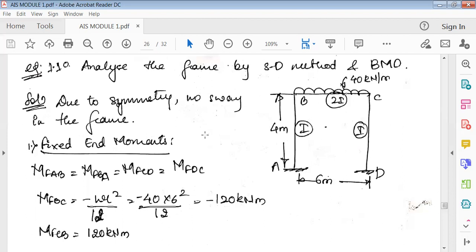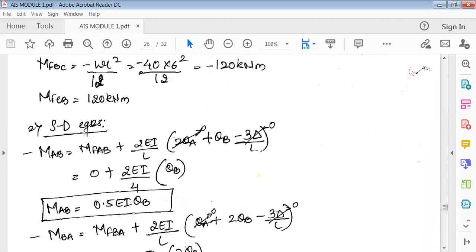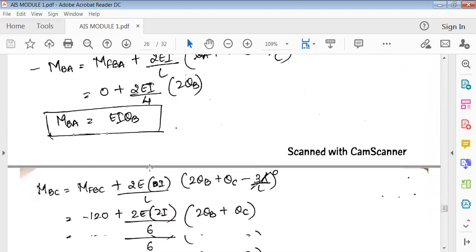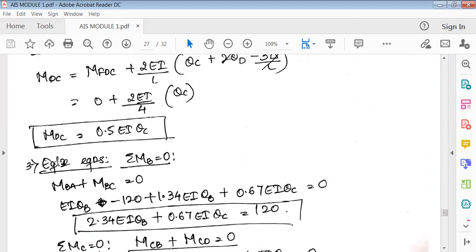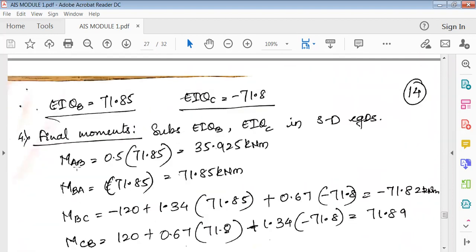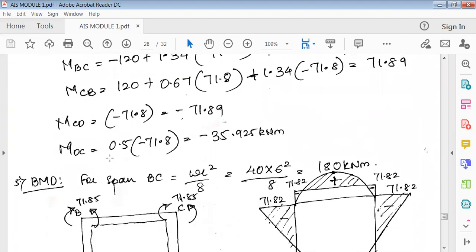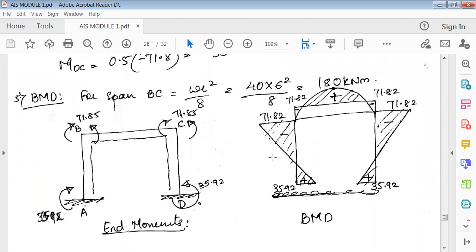As usual, let's start solving. Everything is similar to before. First is finding the fixed end moments, then arriving at the slope deflection equations, then the joint equilibrium equations, and finally the final moments. Everything is the same, and then drawing the bending moment diagram is different. I'll tell you how to do that.